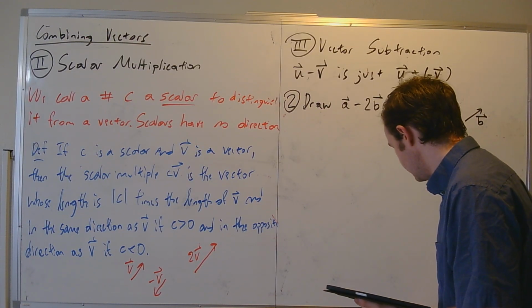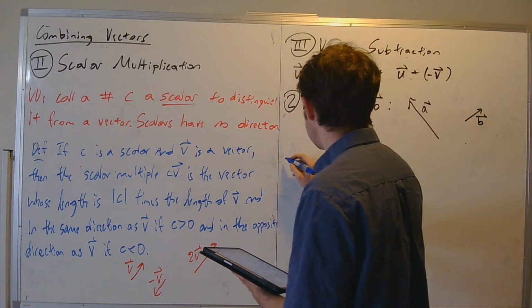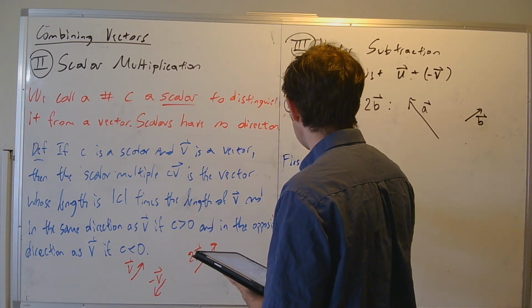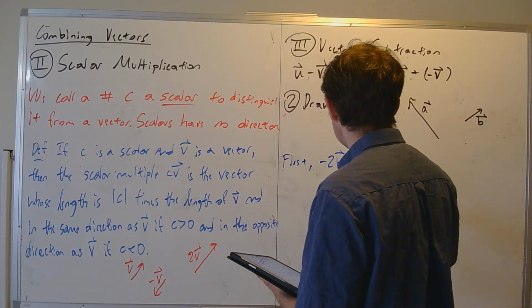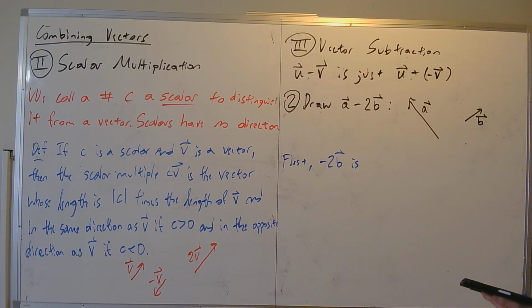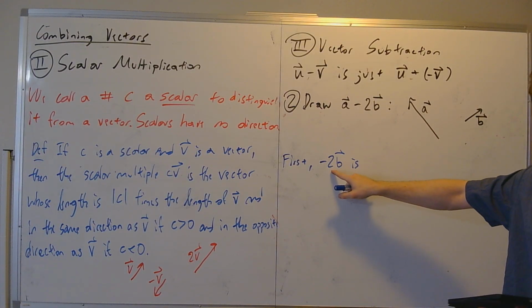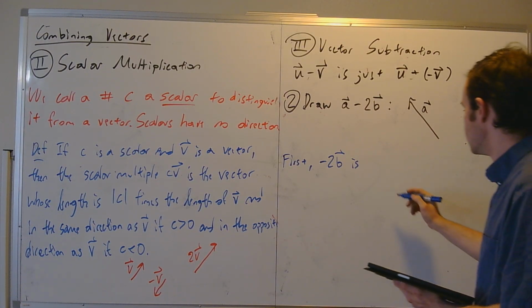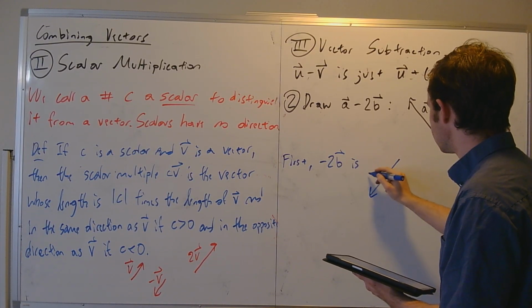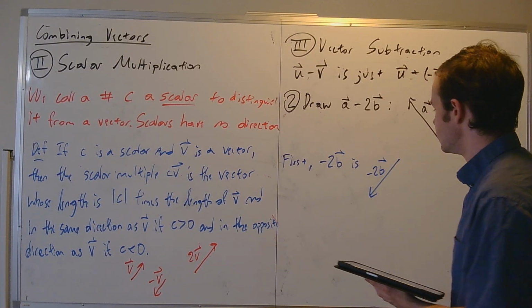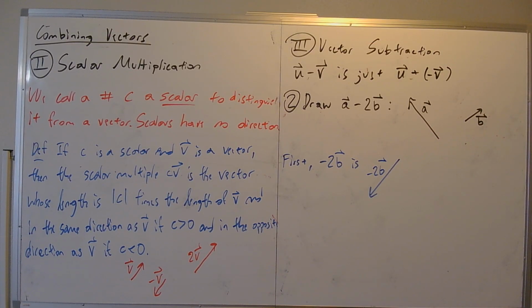Now, the first thing we need to figure out is minus 2 times b. So we need to write down what that looks like. So the negative sign means we flip it in the opposite direction, and the 2 means we double its length. So now, negative 2b is going to look like this. Negative 2 times b. That's going to be our answer there. So this should be b in the opposite direction, but twice the length.